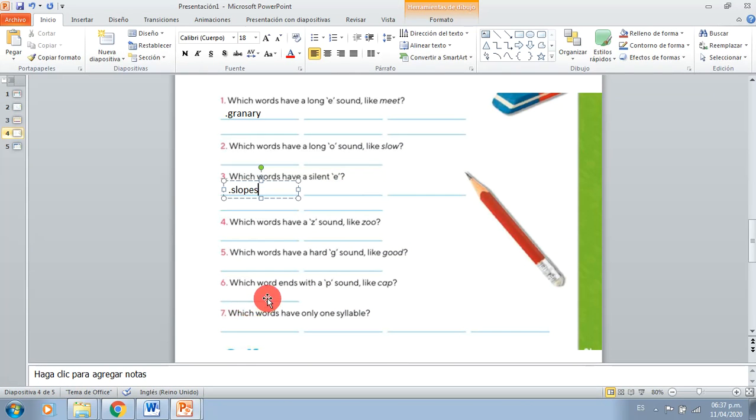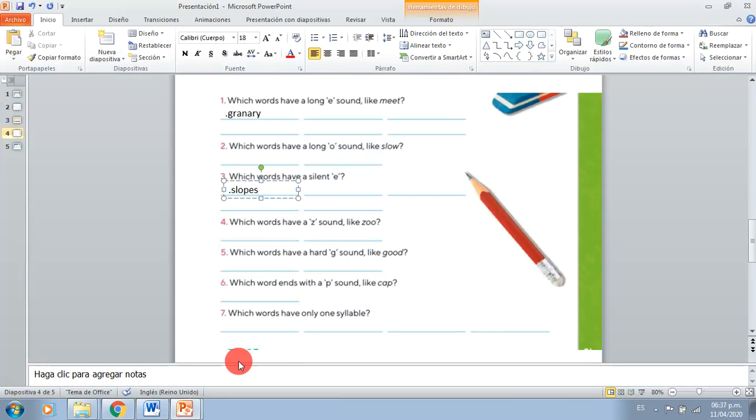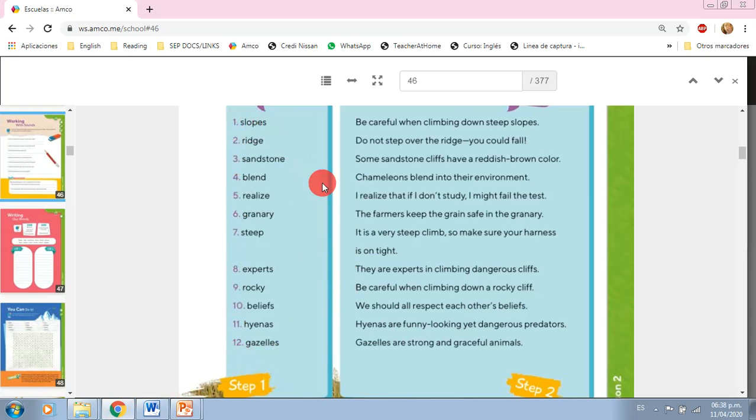Which word ends with a P? What is the word that has a P at the end? Well, it's so easy, check it, I'm not going to give you the answer. And which words have one syllable? Remember, one syllable, the way that we divide the words. For example, grammar is two syllables. Memorize, three syllables. Long is only one syllable because I don't make any pause. So let's check in your words which ones are one syllable.